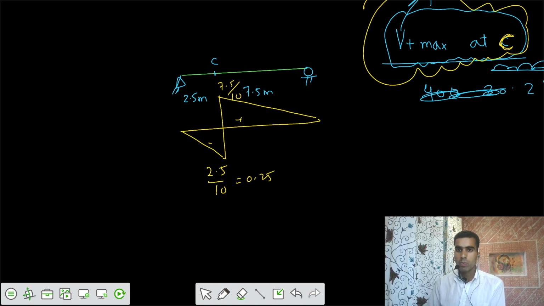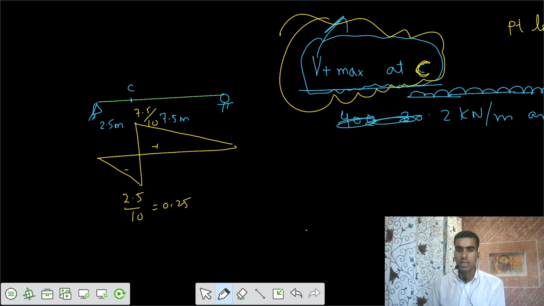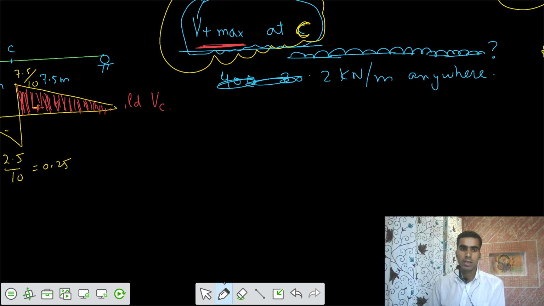Now the problem is saying to get the maximum positive shear force. That means if you're talking about this positive part, this is the ILD for shear force at C. I need the positive maximum shear force, which means it's talking about this area. If the load is only in this part, I can have the maximum effect of that loading. Let's take the positive part only to get the maximum positive shear force.